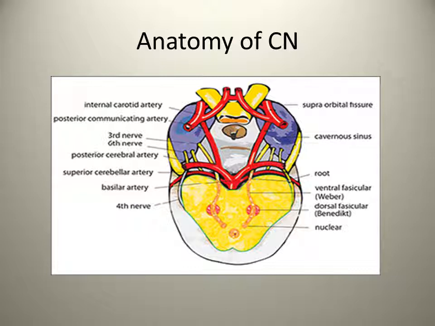Also, we have the trochlear nerve, the fourth cranial nerve. Also, it passes between the superior cerebellar artery inferiorly and the posterior cerebral artery superiorly, but it is lateral. It is away from the posterior communicating artery. That's why aneurysms of the posterior communicating artery are common causes of isolated third cranial nerve palsy.